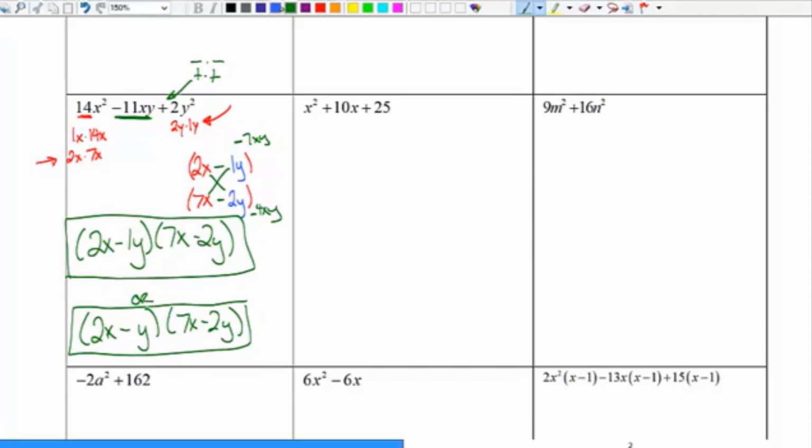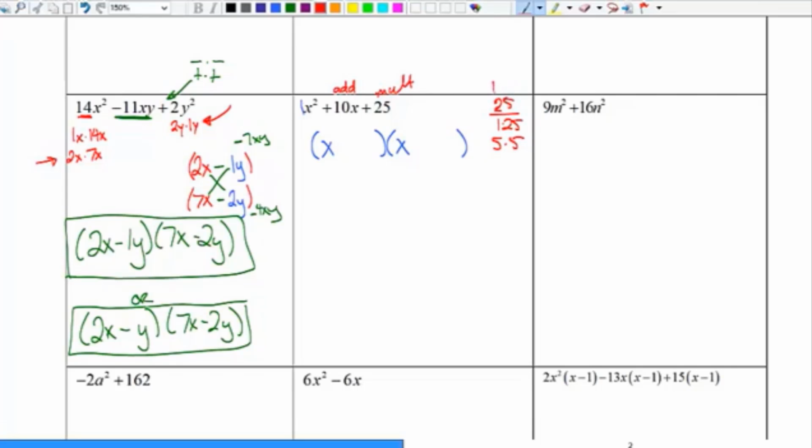All right, next problem. Step 1, is there a GCF? Nope, there's no GCF amongst any of these. Step 2, how many terms? 1, 2, 3 terms. Is a equal to 1? Yes, a is equal to 1, which means this is an easy trinomial. So because it's an easy trinomial, I have the x and x. I'm looking for 2 numbers that multiply to 25, yet at the same time add to 10. So my factors of 25 are 1 times 25 and 5 times 5.